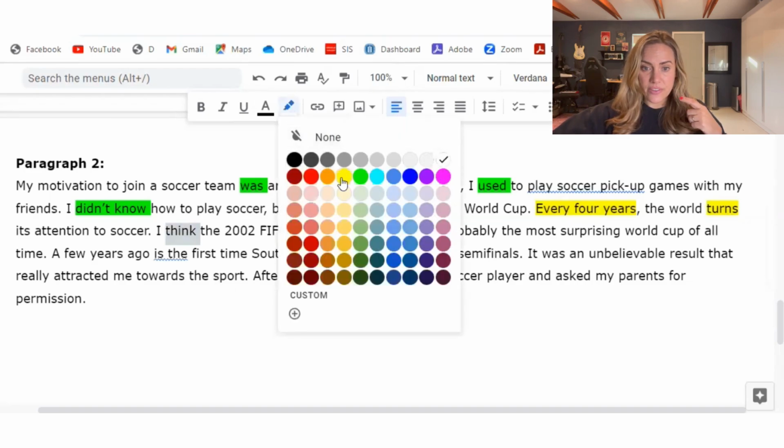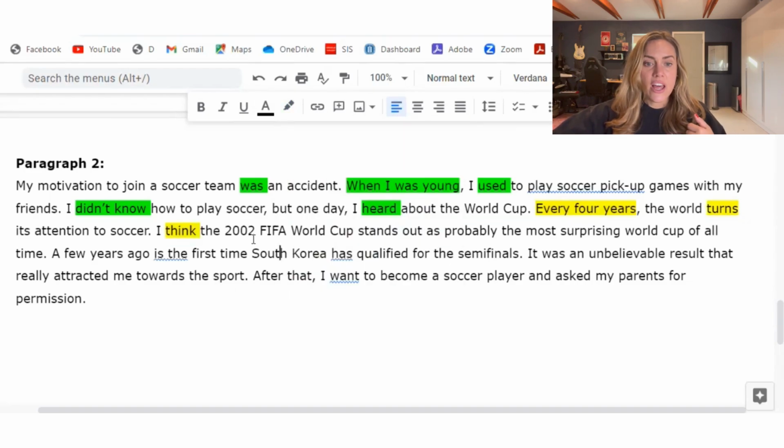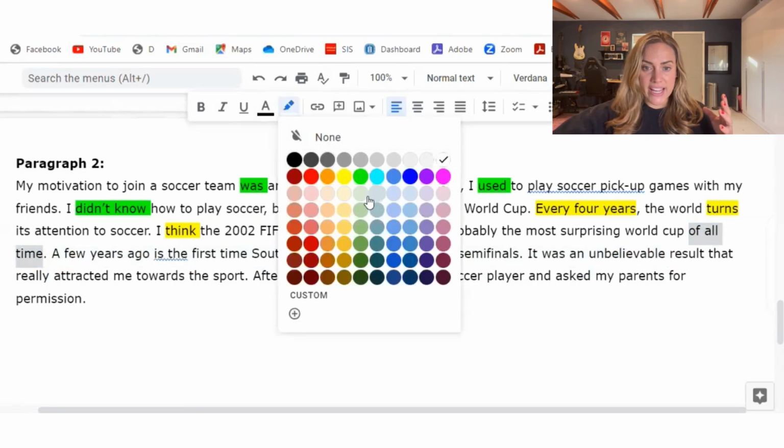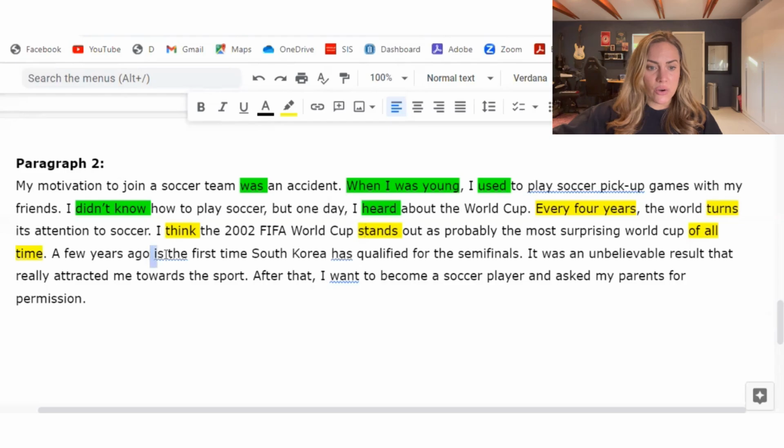I think now, as I'm writing, that's fine: the 2002 FIFA World Cup stands out as probably the most surprising World Cup of all time. Of all time. I'm highlighting that because that is a time word that shows the reader that this person is saying that of all the World Cups that have ever existed, from the beginning until now, the 2002 FIFA World Cup is the one that still, right now, stands out. Even though we're talking about the past, it's the one that stands out now still. So this is fine.